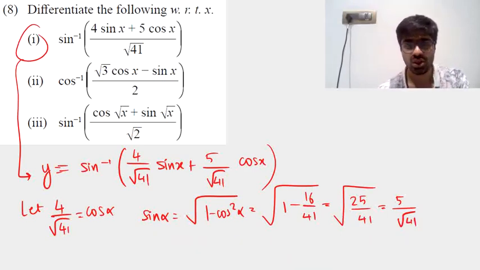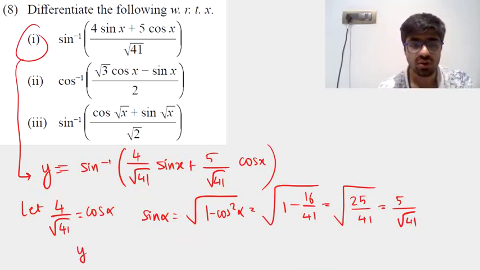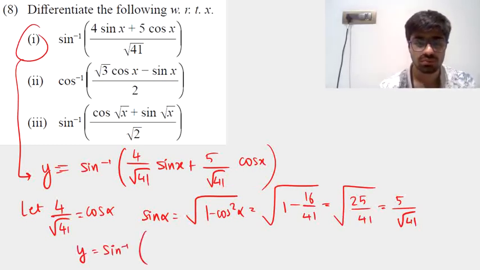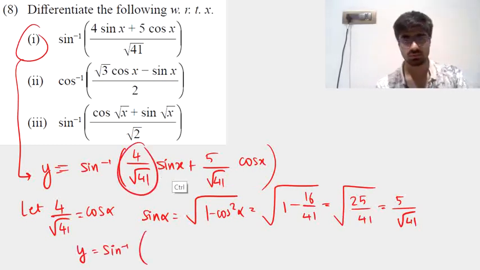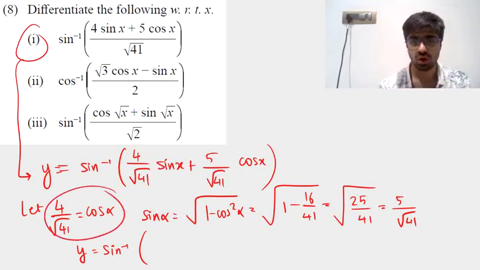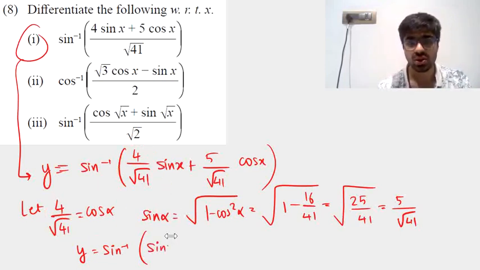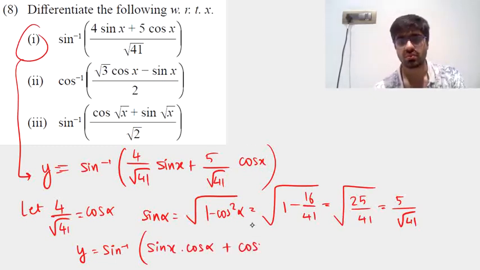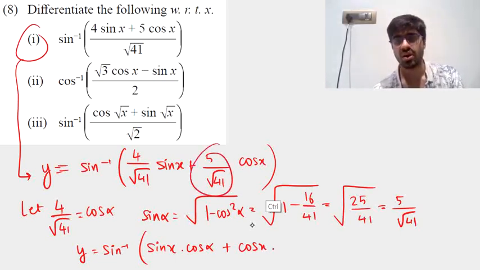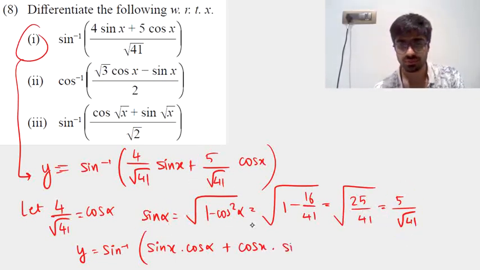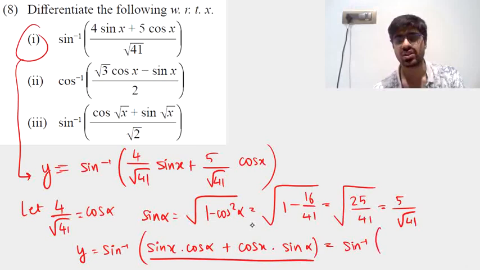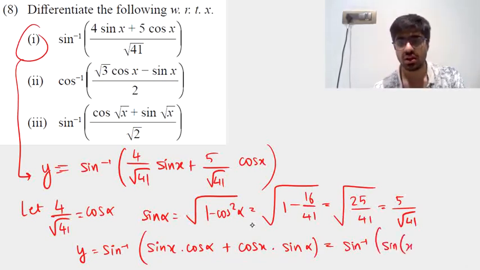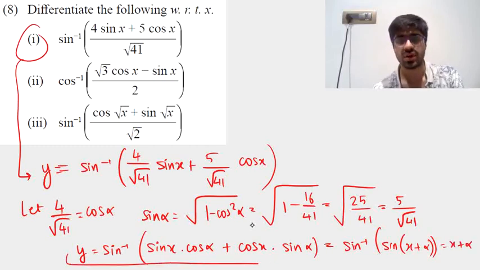And with these simplifications, you can change the entire bracket here. So y will be equal to sin inverse of cos alpha into sin x, so sin x cos alpha plus cos x into 5 by root 41, and that is sin alpha. This becomes sin inverse of sin x cos alpha plus cos x sin alpha, which is sin of x plus alpha. That will be equal to x plus alpha, and this is the expression for y.